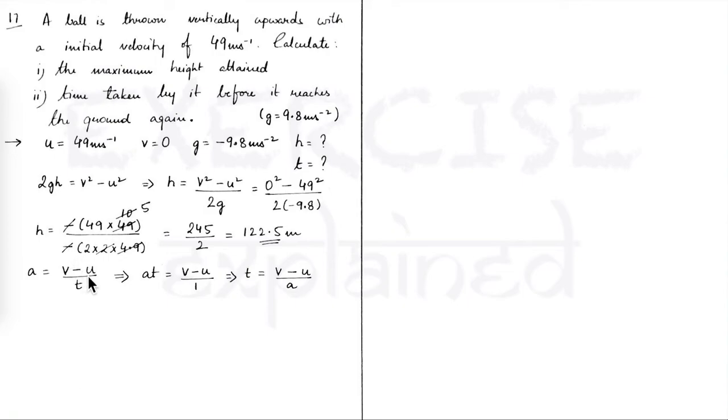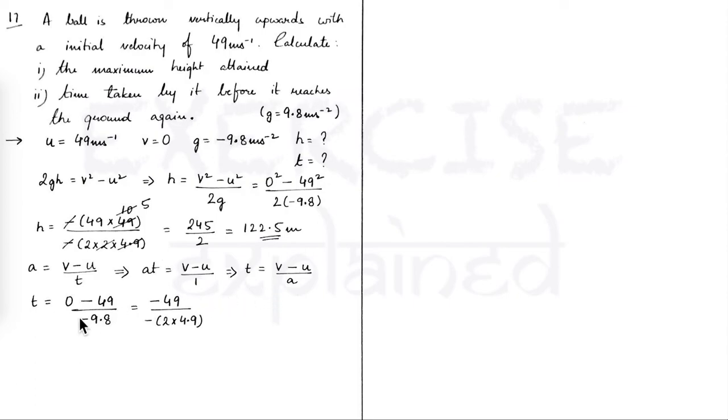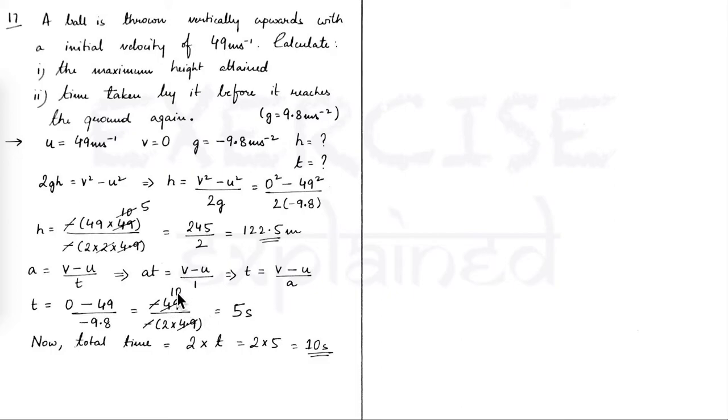Now for finding time, I'll be using the acceleration formula. So a is equal to v minus u by t. So at is equal to v minus u. t goes to the other side, so now a comes to this side and I get t is equal to v minus u by a. So t will be v is 0 minus u is 49 divided by a is minus 9.8. Minus and minus cancel. And 9.8 I again write as 2 into 4.9 as I did here. So now 4.9 into 10 times is 49. I just cancel the things and 10 divided by 2 is 5 seconds.